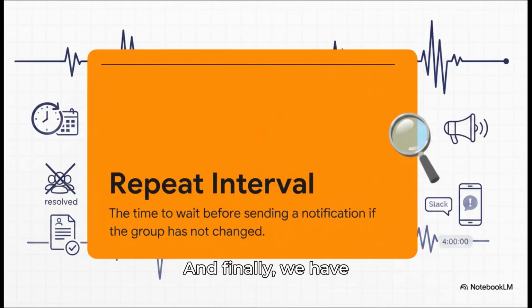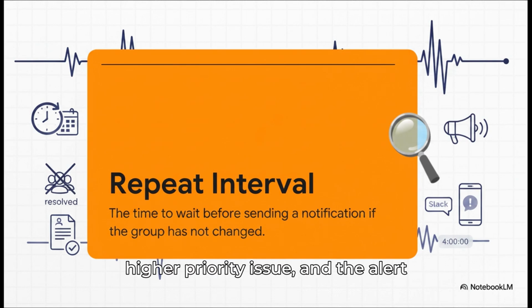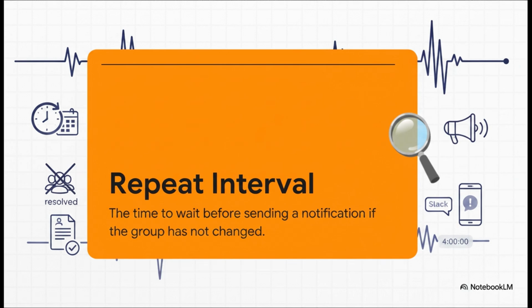And finally, we have the repeat interval. Let's say the alert is firing, but your team is heads down fixing a different, higher priority issue, and the alert just gets pushed up the Slack chat. The repeat interval acts as a gentle reminder, resending the notification if the group hasn't changed and the alert hasn't been resolved. By default, this is set to 4 hours, acting as a really crucial safety net just in case a critical alert gets buried or forgotten during a truly chaotic shift.